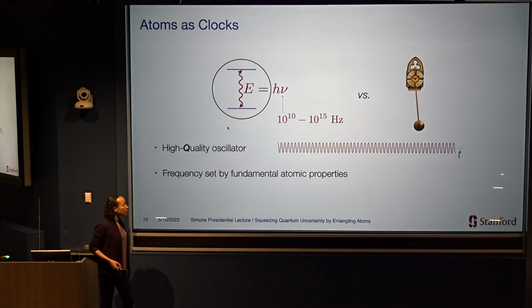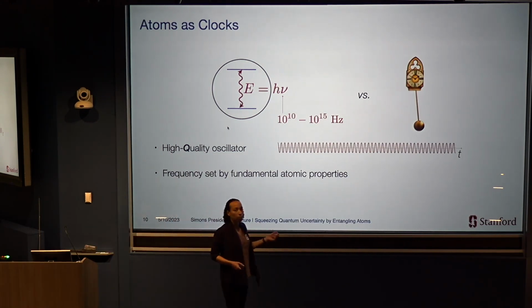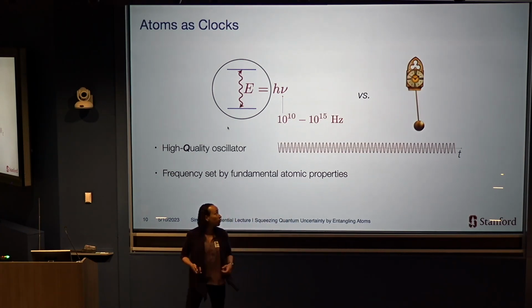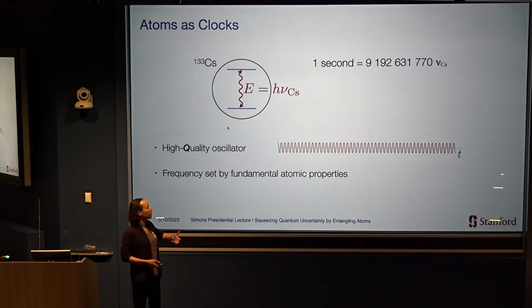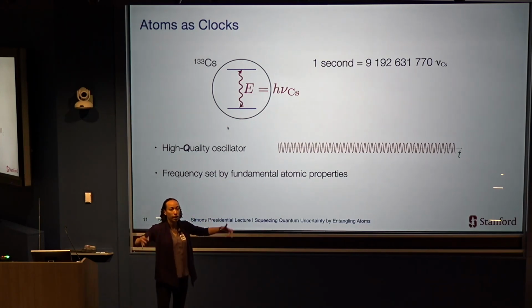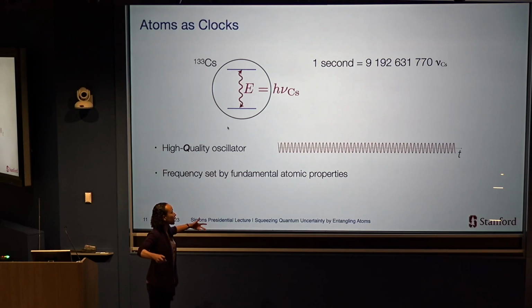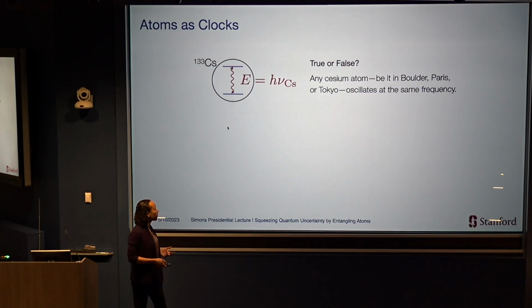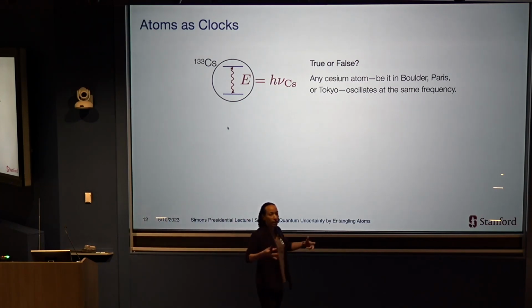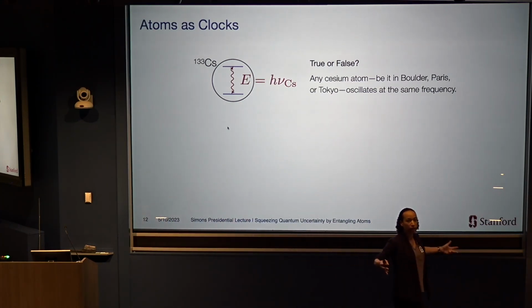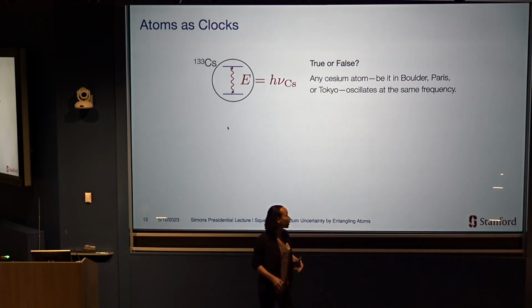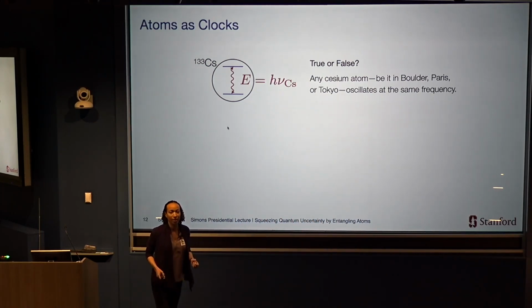But also, the oscillation frequency is set by the fundamental properties of the atom, which is to say, once I choose which type of atom I'm working with, and for example, the definition of the second is in terms of an oscillation frequency in the cesium atom. A second is after the cesium atom has oscillated about 9 billion times. Once I choose which atom I'm working with, more or less any cesium atom that I pick in the world is going to oscillate at the same frequency. So actually, I posed this as a question. Is that true, that any cesium atom, be it in Boulder or Paris or Tokyo, oscillates at the same frequency?